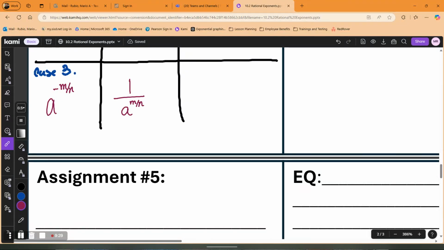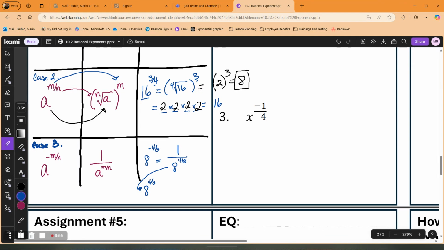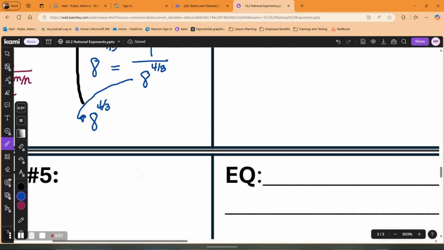Now let's take a look at an example. Let's say I have 8 raised to the negative 4/3. So I'm going to write the 1, draw the line, same number, same fraction, but now it's positive. Okay, now remember, we know what 8 raised to a fraction looks like because that's the same as case number 2. So this actually becomes 1.